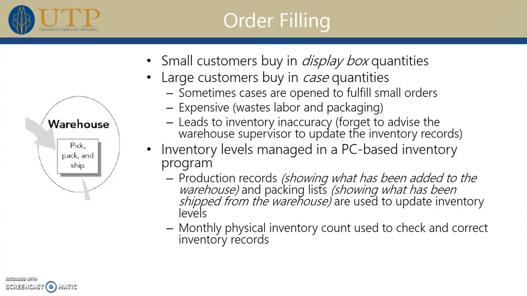Inventory levels are managed in a PC-based inventory program. The production records, which show what has been added to the warehouse, and the packing list, which shows what has been shipped from the warehouse, are used to update inventory levels. A monthly physical inventory count is done to check and correct inventory records. So these are the two activities that the inventory program is doing.